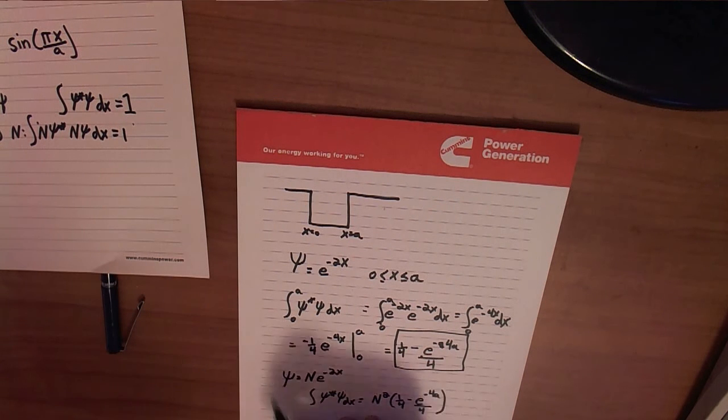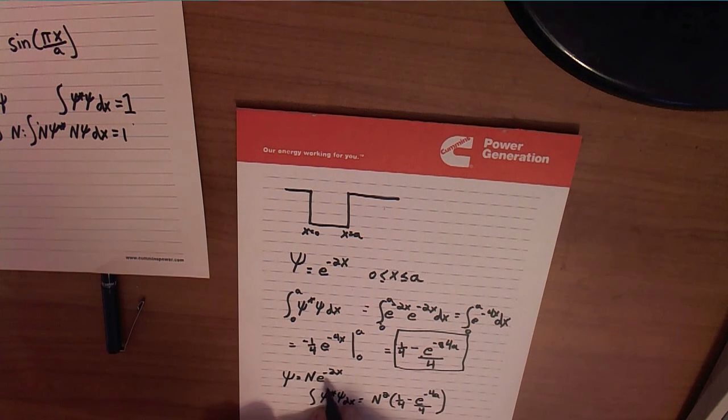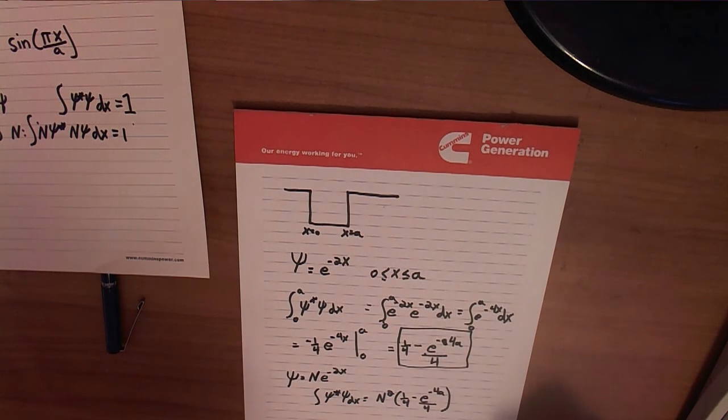We're just going to pull that N out. So psi star times psi is N squared e to the minus 4x. Pull the N squared out of the integral. And we just saw what that integral is. Okay. Now we're going to force this to be equal to 1. So then we can write N squared equals 1 over 1/4 minus e to the minus 4a over 4, and N will be equal to the square root of that.